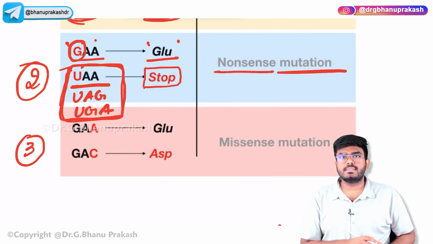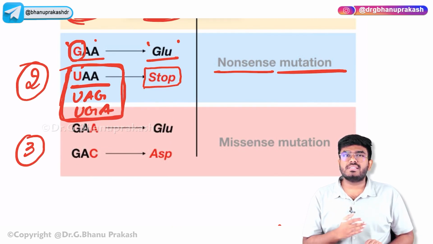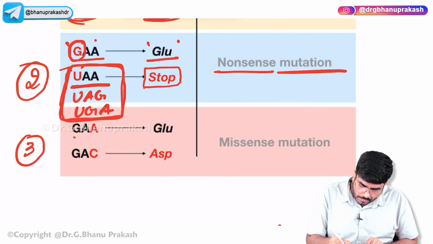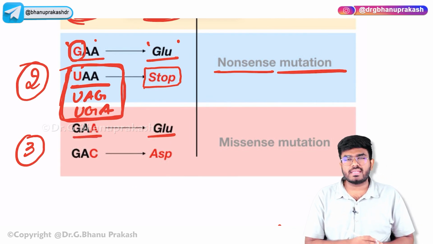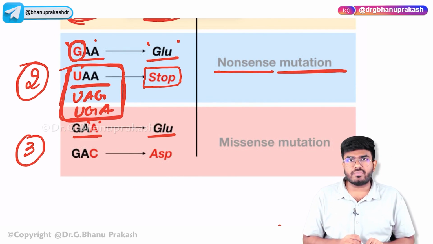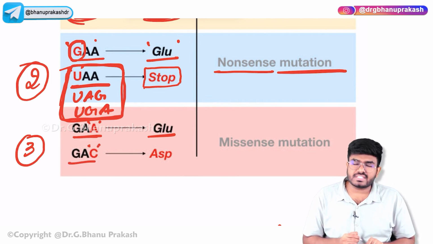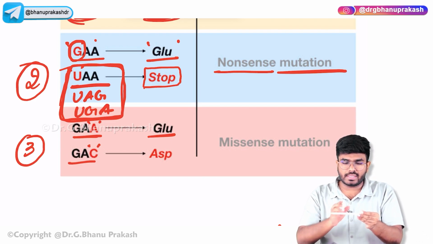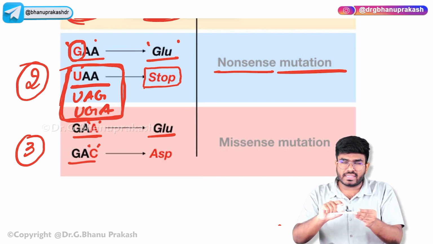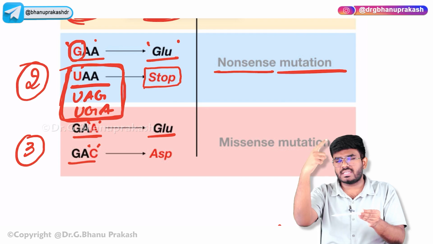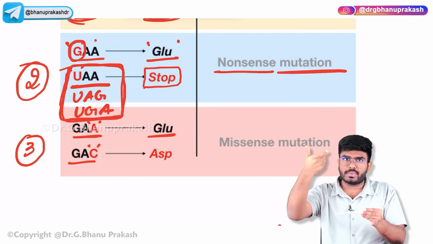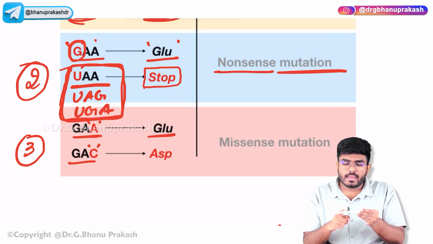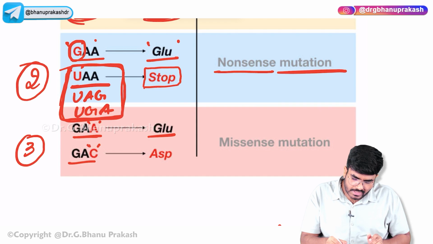Next, third type is missense mutation. Missense. I have said something, but you misunderstood. Okay. So, it was supposed to be GAA. GAA codes for glutamic acid. But in the place of A, if C is replaced, it was supposed to be A over there. In the mRNA, there are codons. Because of some point mutation in the DNA, one thing is replaced, and automatically in the mRNA also it's replaced, right? So, it was supposed to be GAA. Now, it is GAC. A is replaced with C.